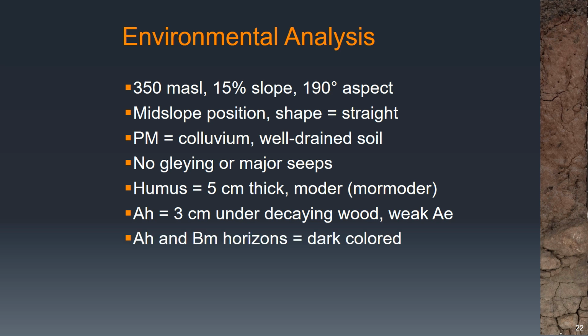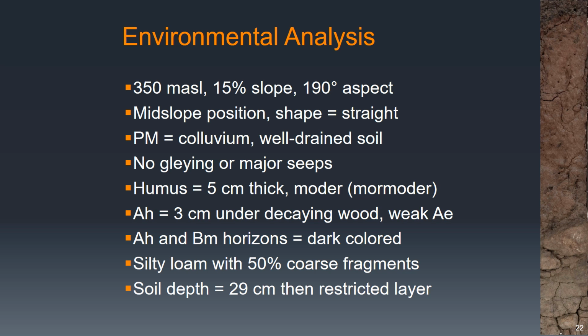The AH horizon and the BM horizon underneath it are both dark colored, and our soil texture is a silty loam with 50% coarse fragments. And when we dug our soil pit, we got down about 29 centimeters and then hit a restricted layer where we couldn't dig any deeper.